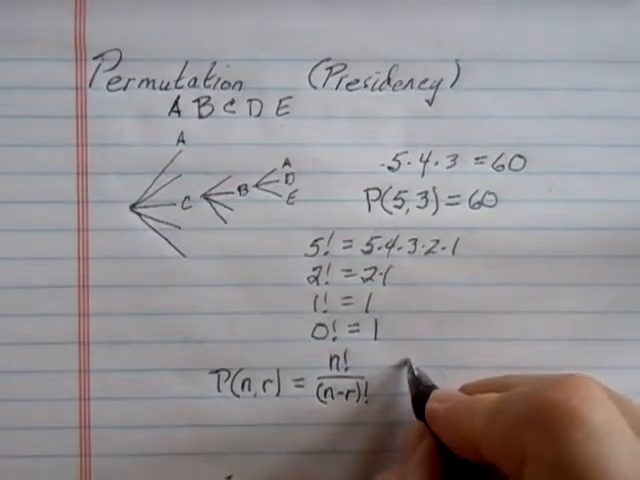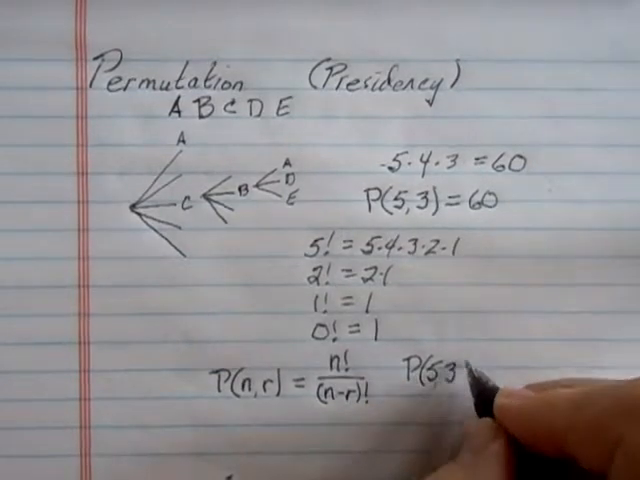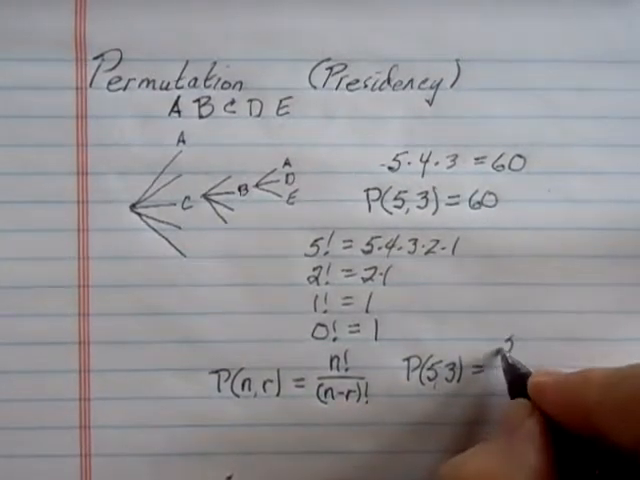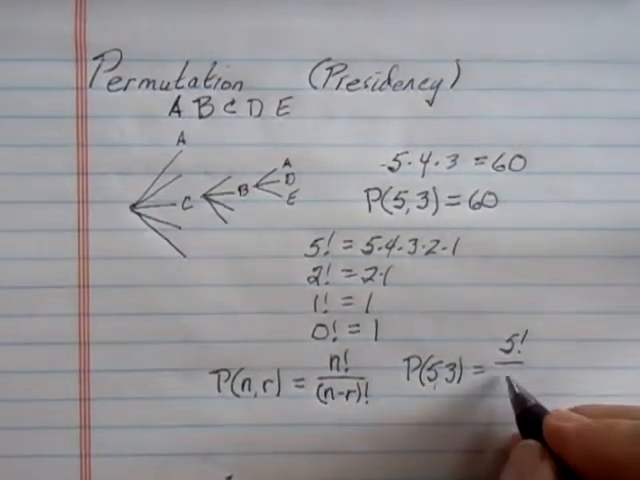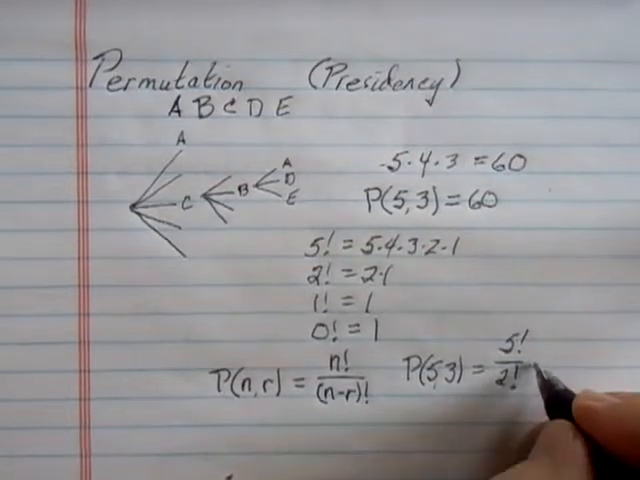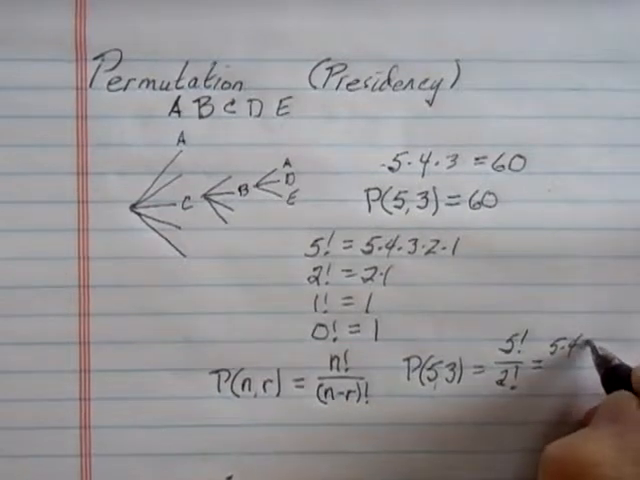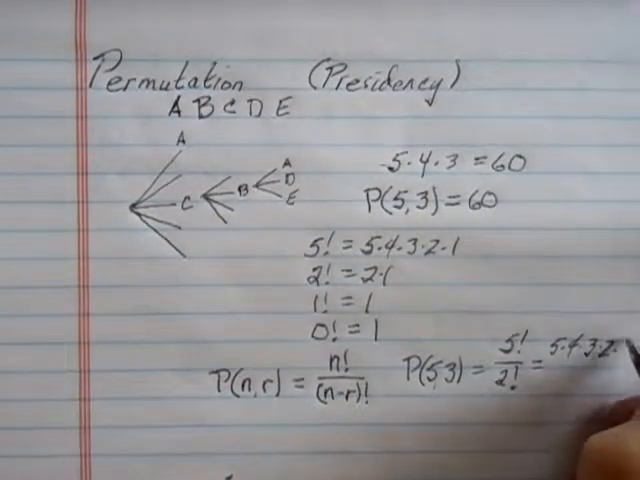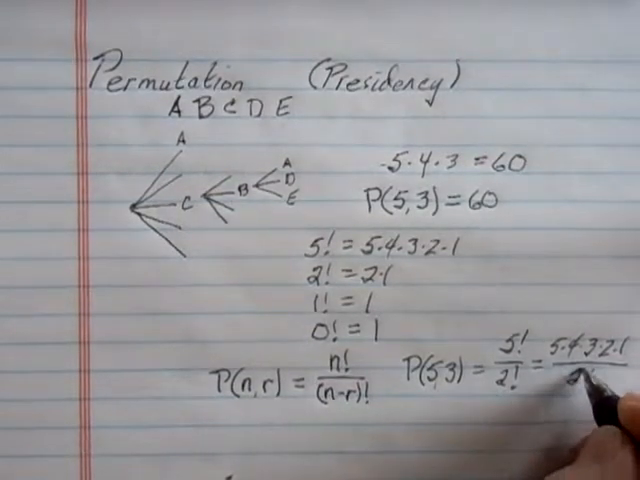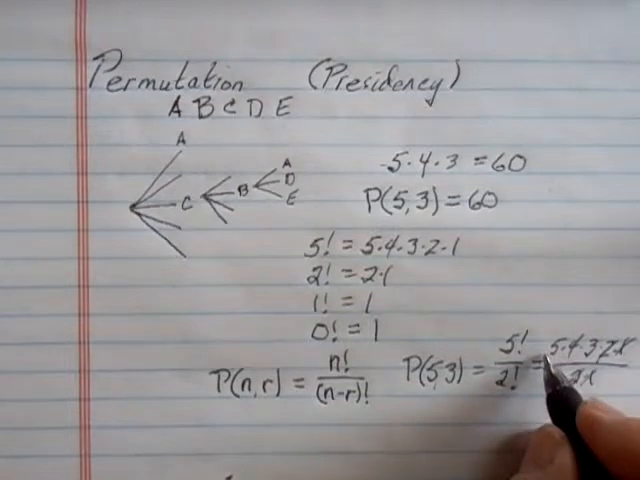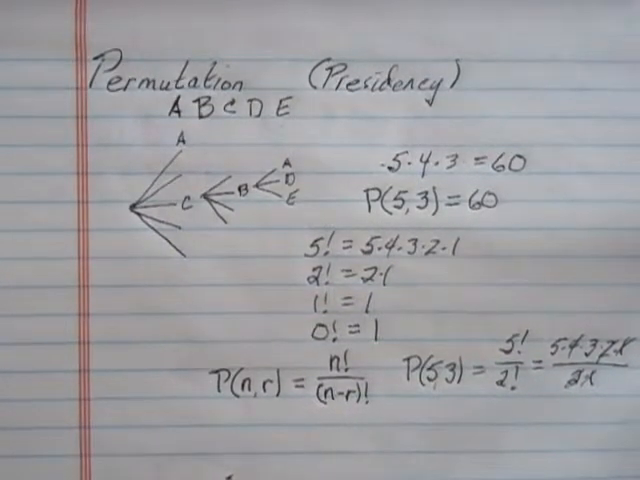Notice that it works in our case. P5,3 is equal to 5 factorial divided by 5 minus 3, that will be a 2 factorial. So this is going to be a 5 times 4 times 3 times 2 times 1, all divided by a 2 times 1, and sure enough, these cancel, and there's that 60 that we were looking at before. Okay, that's the idea of a presidency.